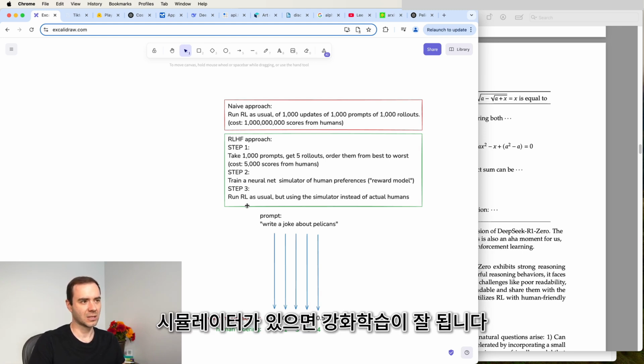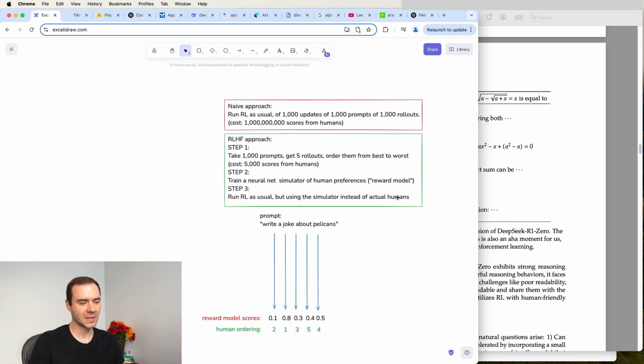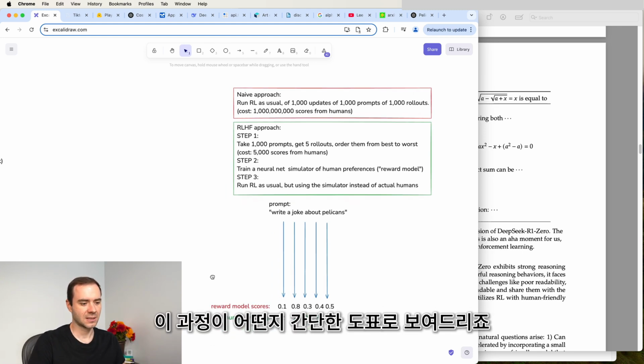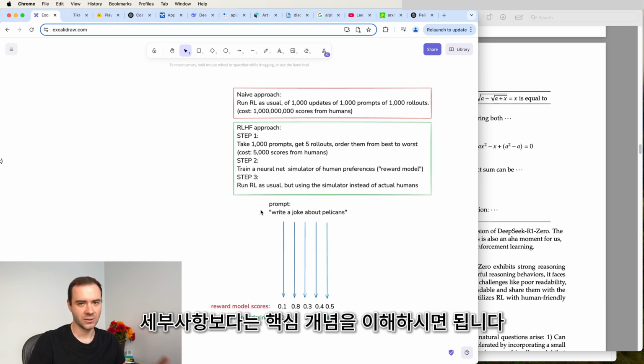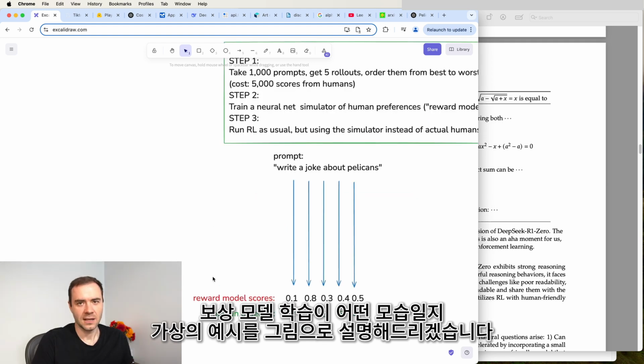So once we have a simulator, we can do RL and everything works great. Let me show you a cartoon diagram of what this process looks like. Although the details are not super important, it's just the core idea of how this works. Here I have a cartoon diagram of a hypothetical example of what training the reward model would look like.